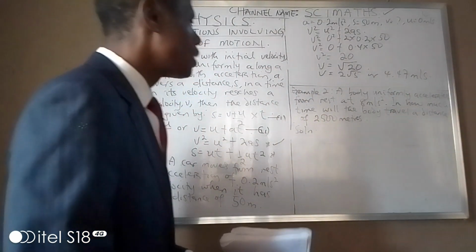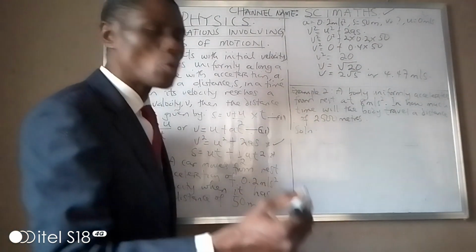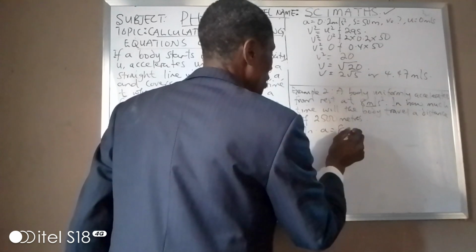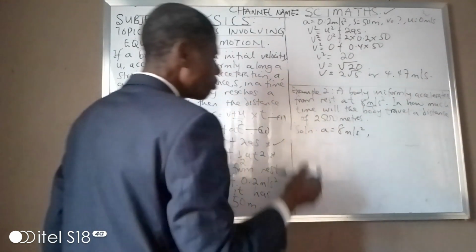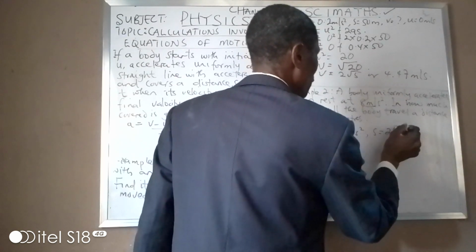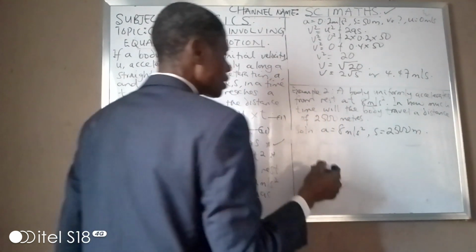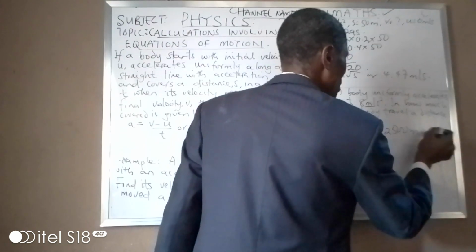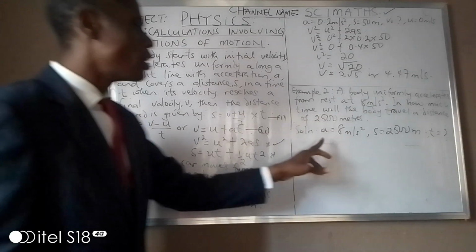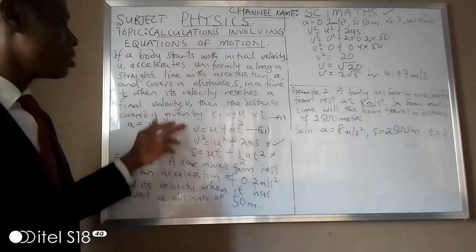So likewise, let us look at what they gave us in the question. They gave us acceleration, a is 8 meters per second square. They gave us distance, 2,500 meters. What are we looking for? We are looking for t. T is unknown. So let us now compare all what they gave us with any of these equations.